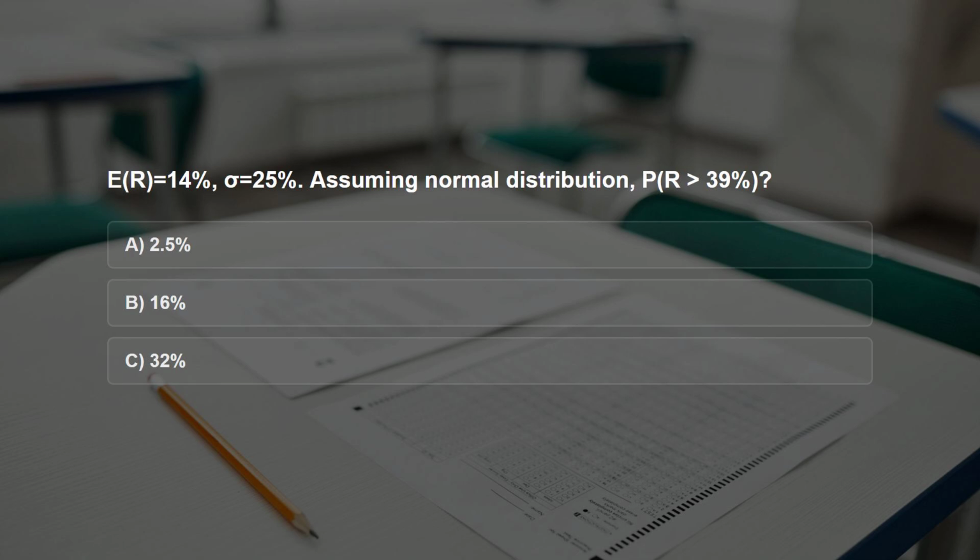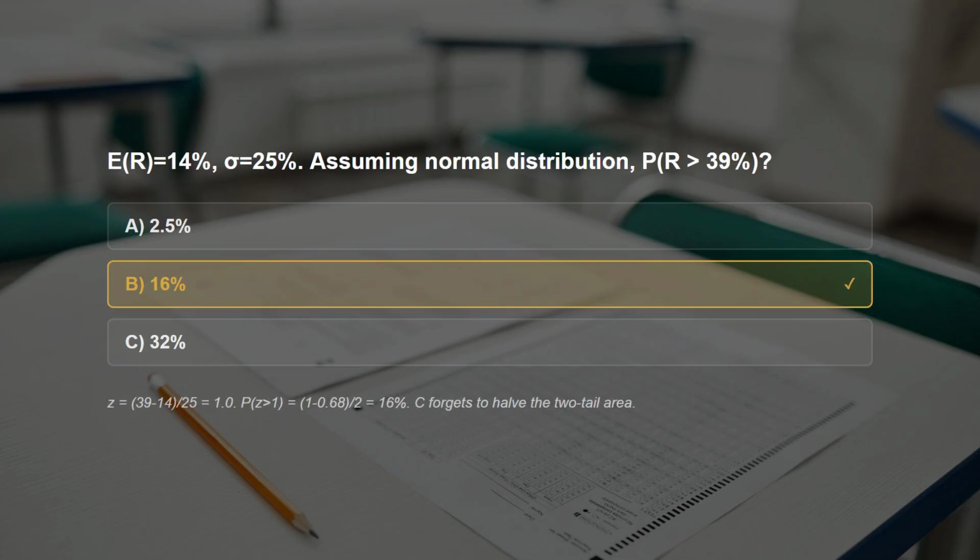The probability of Z greater than 1 is about 16% based on the 68-95 rule. 68% is within 1 sigma, so 32% is outside and 16% is above. If you chose 32%, you forgot to divide by 2. 32% is the probability in both tails combined, but the question asks only about the right tail. If you chose 2.5%, you used 2 standard deviations instead of 1.